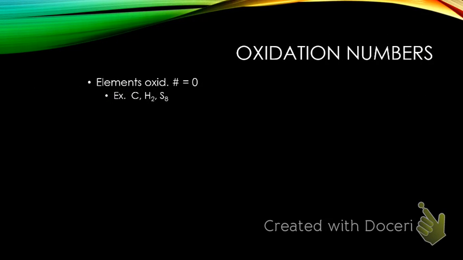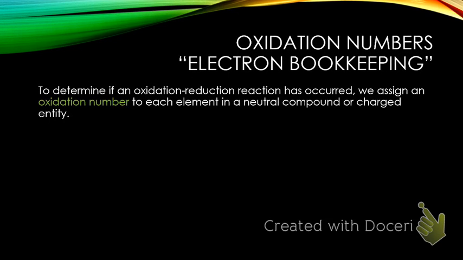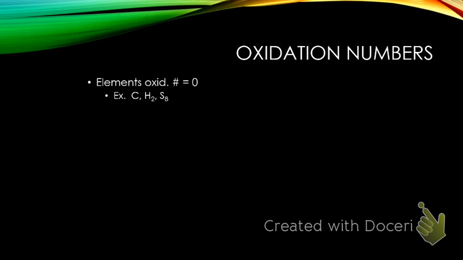Okay, so actually let's go back real quick. All it is, we assign this oxidation number to each element in a molecule or a compound in order to see whether or not it has been oxidized or reduced in a chemical reaction. So how do we assign these oxidation numbers? First off, any element in its elemental form is assigned the oxidation number of 0.